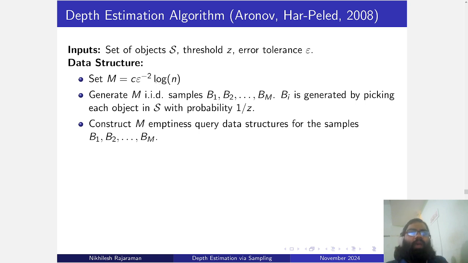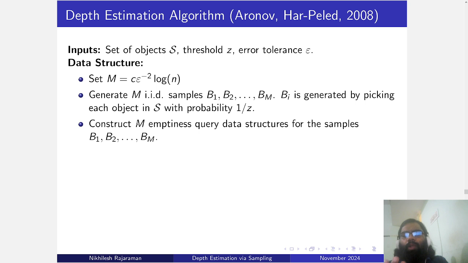So after we set our value of m, we'll generate m independent samples as we talked about, and every sample is generated by picking each object from our space calligraphic S with probability 1 by z. And so essentially we have these m independent samples. And finally, we'll construct whatever data structure our emptiness algorithm needs on these random samples. So essentially, this is the black box data structure that's used by our emptiness algorithm.